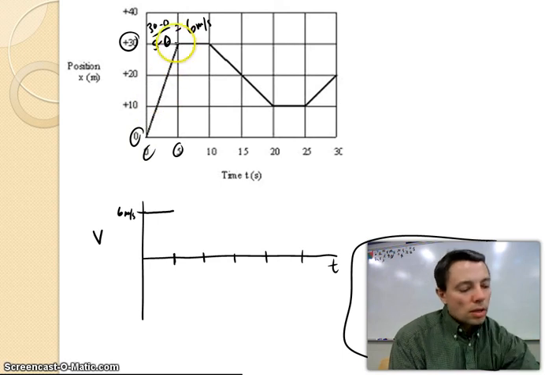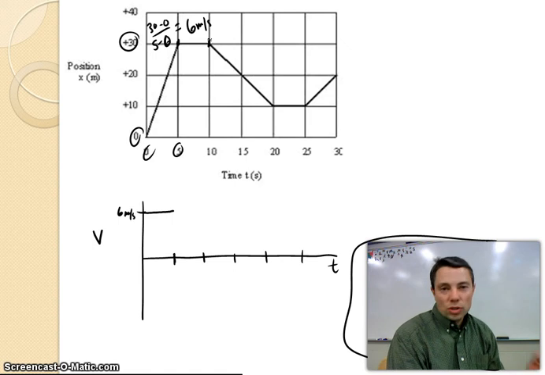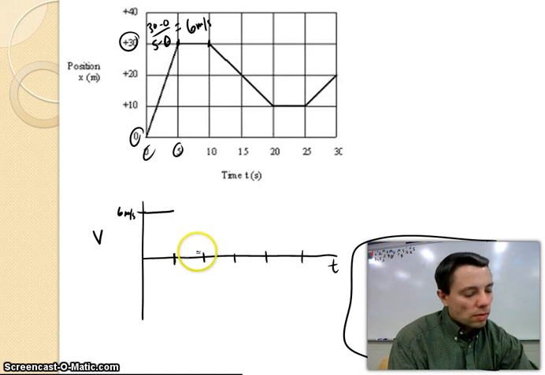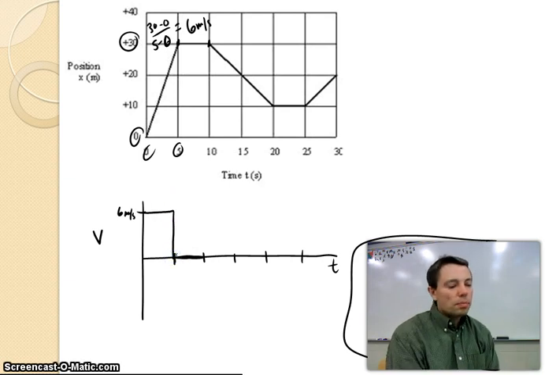Then all of a sudden I hit this point right here, and this is a flat spot. Now what does a flat spot mean again on a position time graph? Say it with me. Constant position, okay? So in other words, we're not moving, we're sitting still, and we're sitting still for 5 seconds, which means that we have a 0 velocity for 5 seconds. Okay, so I'm going to bring my graph back down like that.